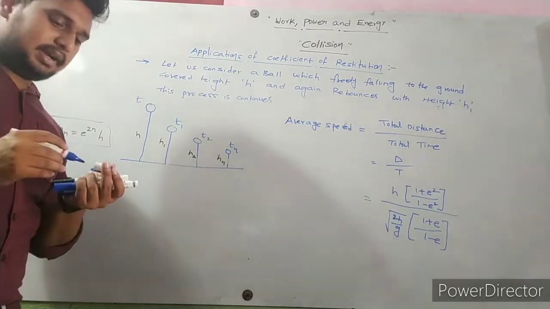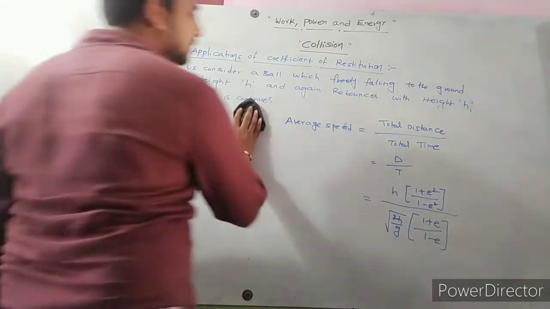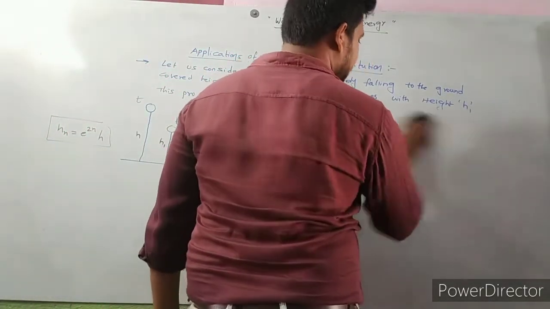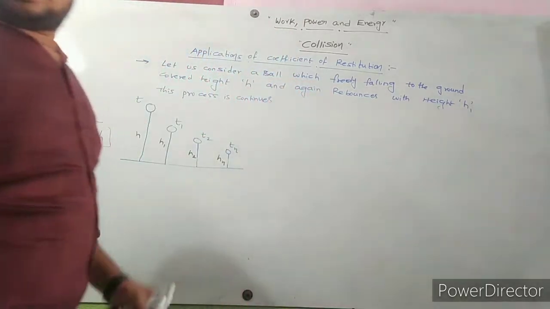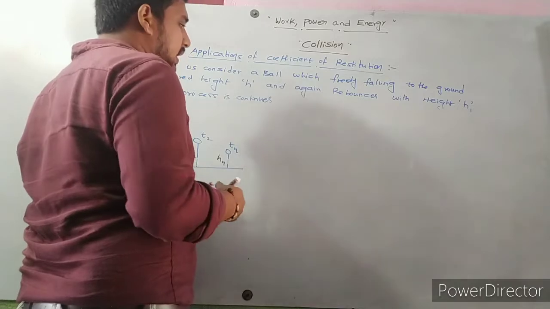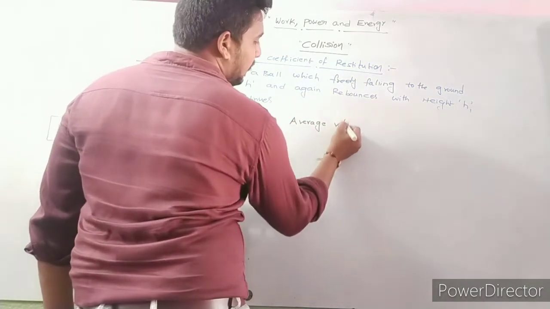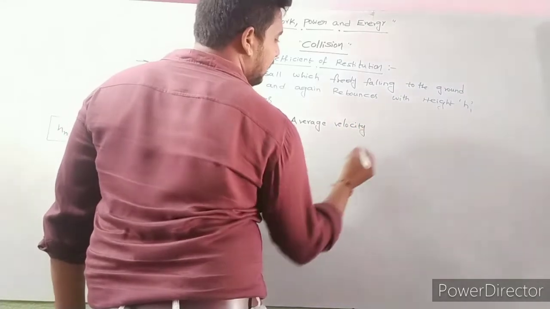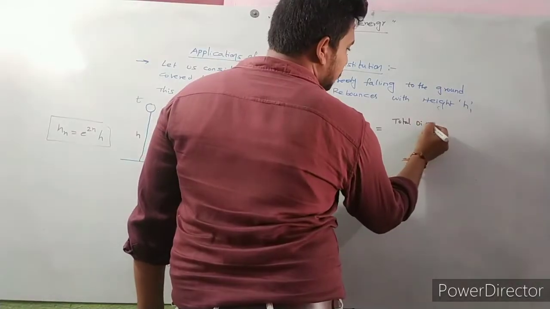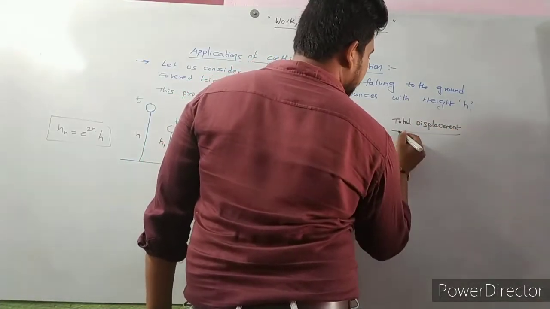Next, average velocity. Average velocity is equal to total displacement by total time taken.